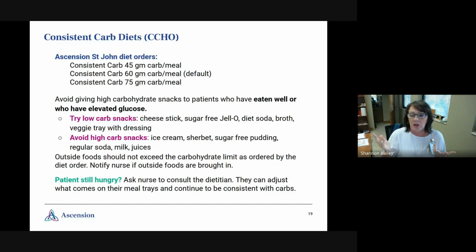So if the patient's still hungry, a lot of times we'll have larger men, like 6 foot 220 men that are still hungry after their meal trays. Absolutely ask the nurse to consult the dietitian, because they can come and adjust what's coming up on their tray. They can double up on their protein, they can double up on their veggies, and still stay consistent with their carbohydrates. And then your patient doesn't complain about being hungry.